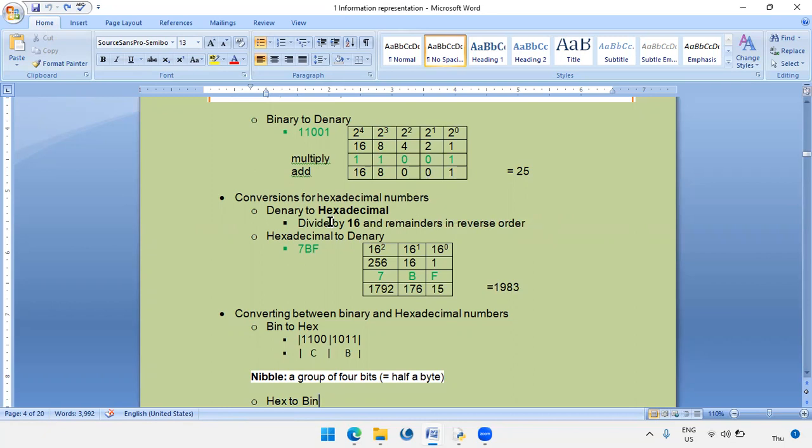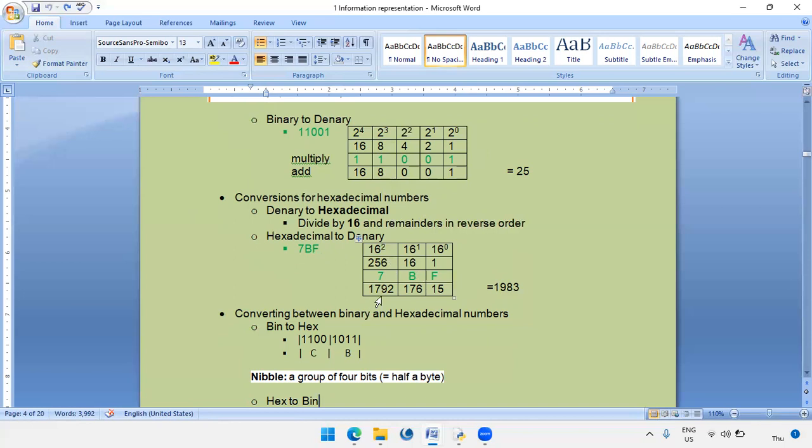I'm going to do it because you know the normal division and the remainders. So the other way around is hexadecimal to denary. Imagine 7BF. As usual, you have to put the column values like we did earlier. For binary, we did column values 2 to the power. Here it is 16 to the power. So 16 to the power 0 is 1. 16 to the power 1 is 16. 16 to the power 2 is 256. And 7BF: 7 here, B there, F there.